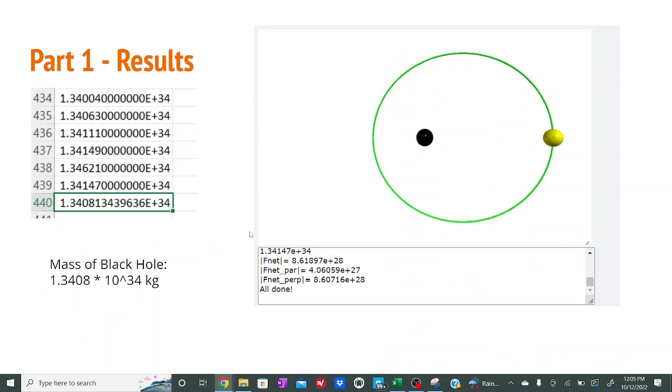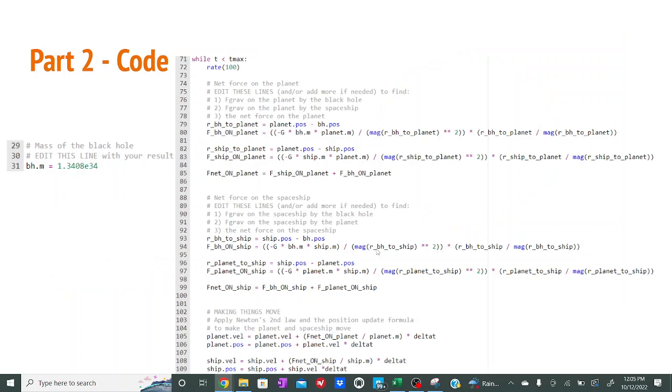When running the code, it gives you 439 different options for the mass of the black hole. So I averaged them all using an Excel sheet to find the mass to be 1.3408 times 10 to the 34th. This also gives me F net, F perpendicular, and F parallel right here under the code output.